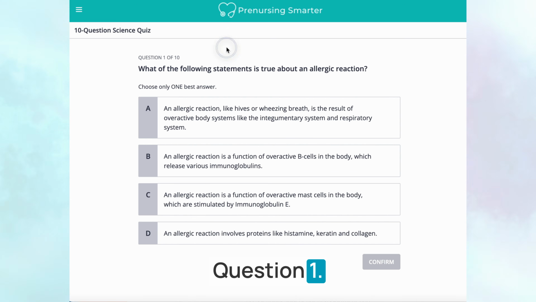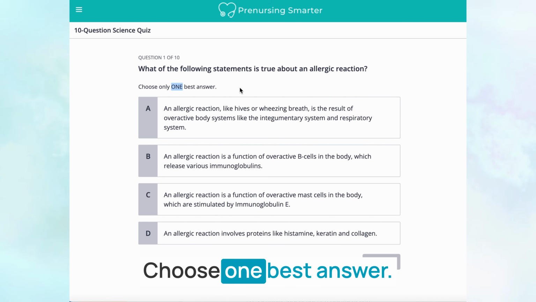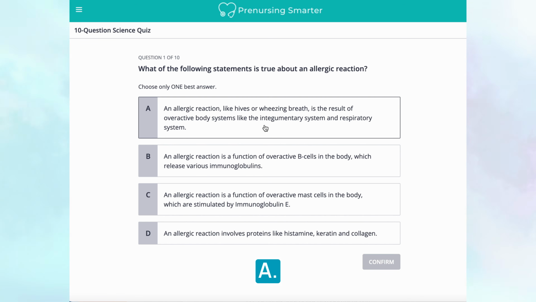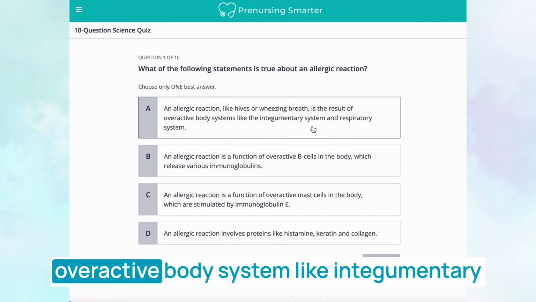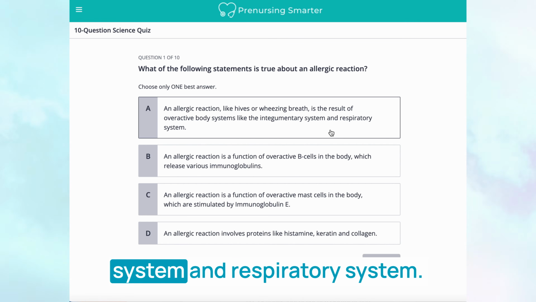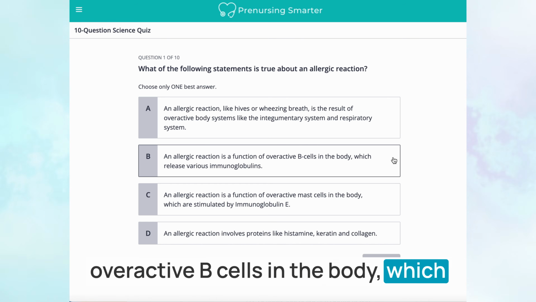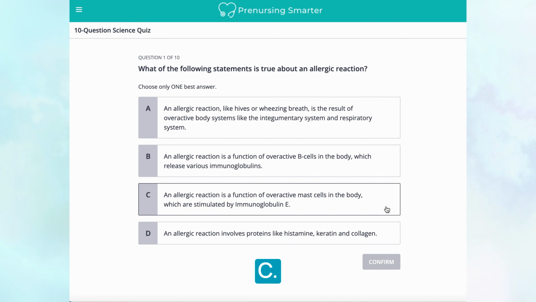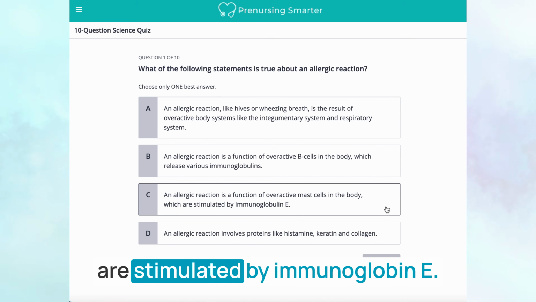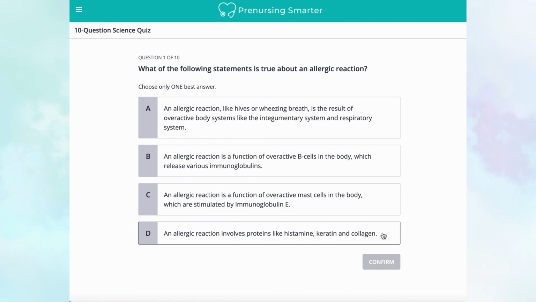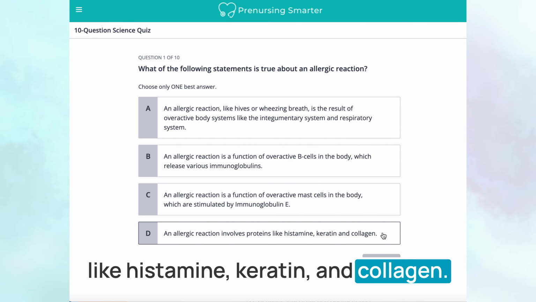So question 1, which of the following statements is true about an allergic reaction? Choose one best answer. A, an allergic reaction like hives or a wheezing breath is the result of an overactive body system like the integumentary system and respiratory system. B, an allergic reaction is the function of overactive B cells in the body, which release various immunoglobulins. C, an allergic reaction is a function of overactive mast cells in the body, which are stimulated by immunoglobulin E. D, an allergic reaction involves proteins like histamine, keratin, and collagen.